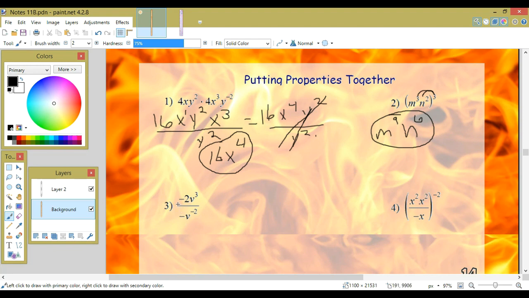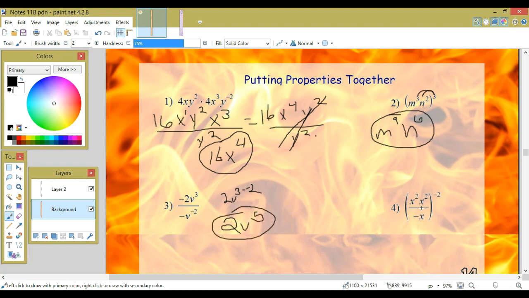Number 3, negative 2v cubed over negative v to the negative 2 power. So these two negatives right here will cancel out. It's positive. Since we have a fraction, we're going to be subtracting the exponents. So it's going to be 3 minus negative 2, which is the same thing as 3 plus 2. That's 5. So we have 2v to the 5th power.